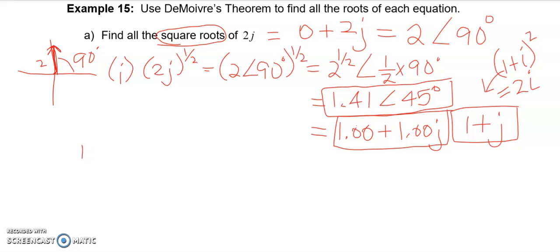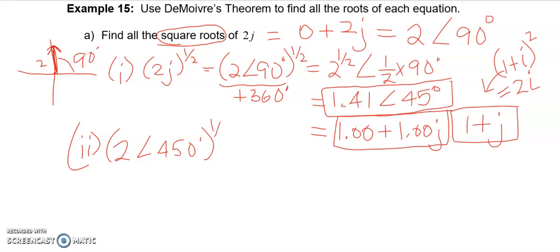So here's how you calculate the second one. You take the original number before you took its square root, 2 times angle symbol 90. You add 360 degrees to the 90. But that's all. So your second root is going to become 2 angle symbol 450 to the power of 1/2.